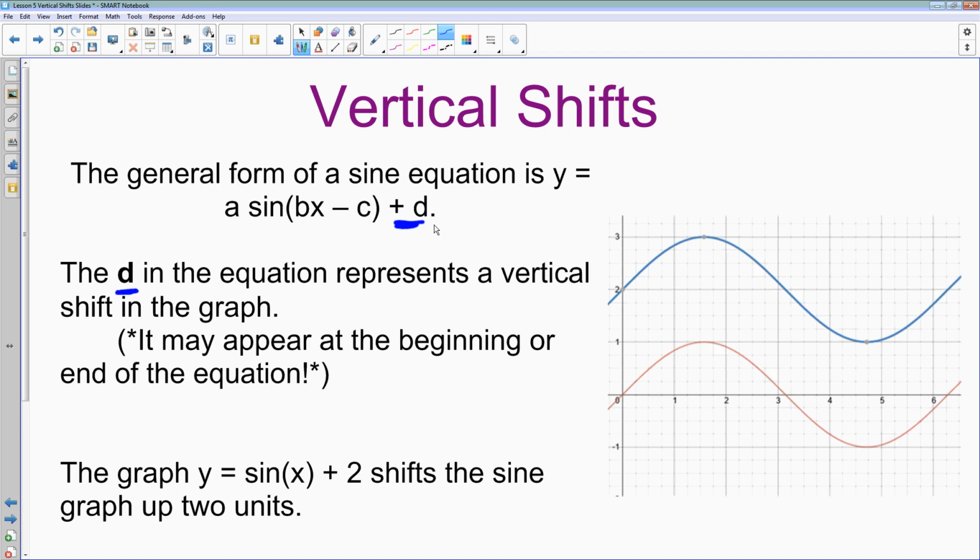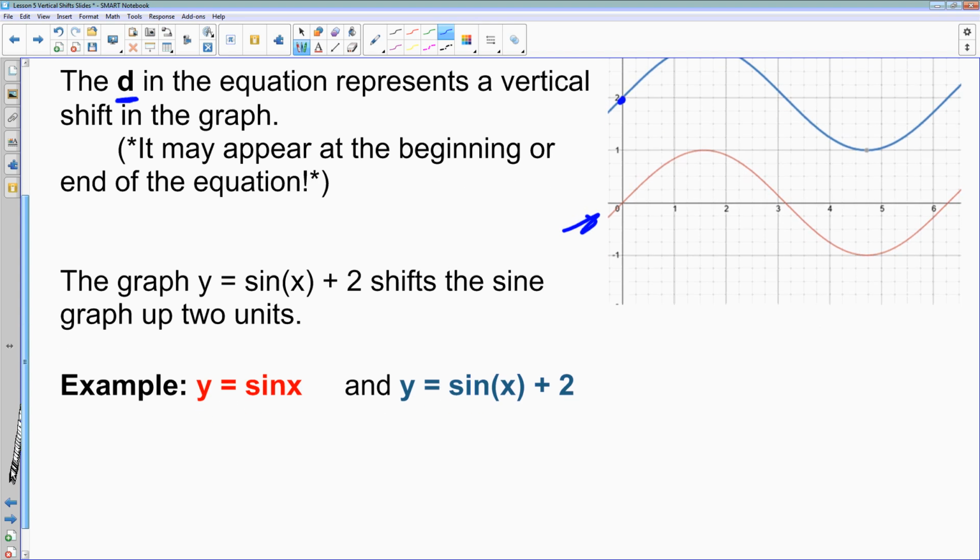So in this picture off to the right, you see the graph of y equals sine of x plus 2. It's going to shift your sine graph, which is in red here, up 2 units, and then it just graphs like normal. Right, so that is definitely our example there.